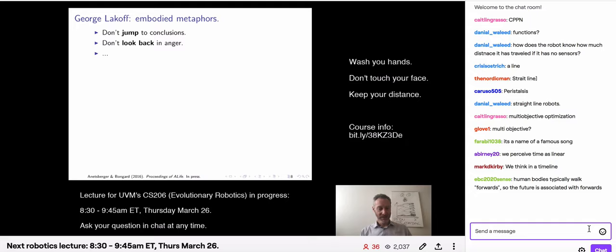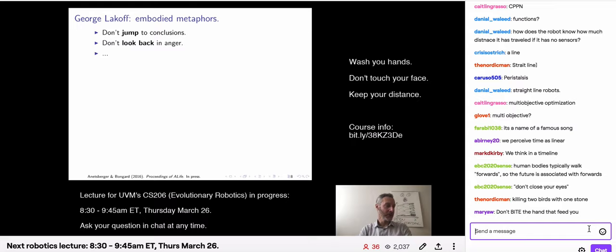Takes a while to get the hang of this game, but once you get going, there are a large number of them, because eventually you warm up to the task. Don't close your eyes. That's true. I think you mean don't close your eyes because you could miss it, right? If you close your eyes, there's a rapid event that you might miss. Killing two birds with one stone. Yes, true. That's definitely an action.